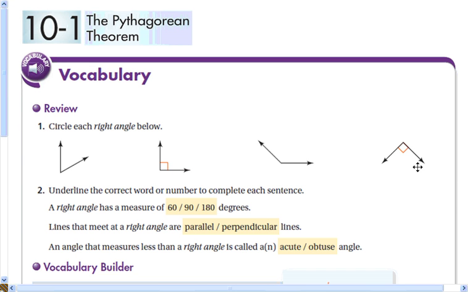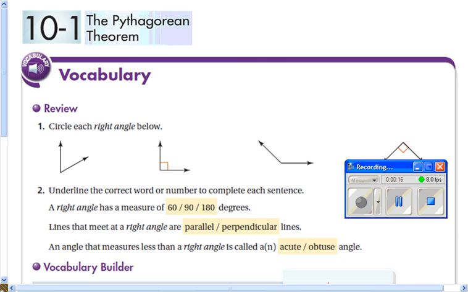Hey students, this is lesson 10.1, the Pythagorean theorem. We are going to learn how to solve problems by using this thing called the Pythagorean theorem, which is one of the most amazing things in mathematics. So go ahead and do this review and I'll check back with you.